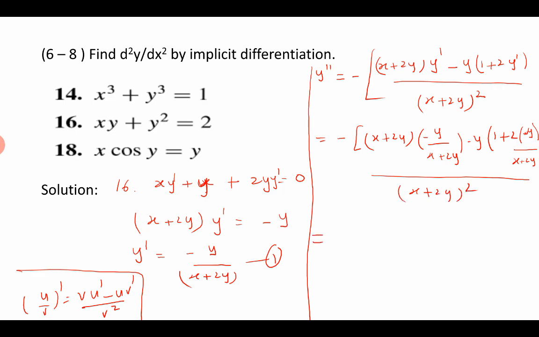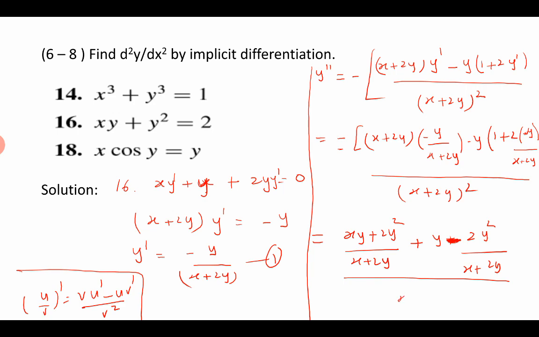When you simplify this one further, the negative goes inside, so the first term will be positive. Multiply everything inside, so when you multiply the first two terms, that is xy plus 2y square divided by x plus 2y, and this y is moving inside. You get this negative and this negative will be plus y, plus y, minus 2y square over x plus 2y, whole divided by x plus 2y whole square.